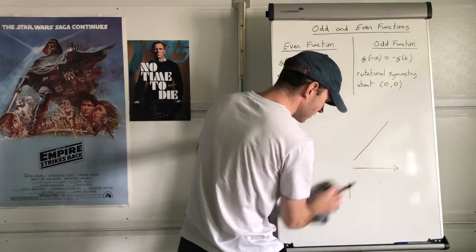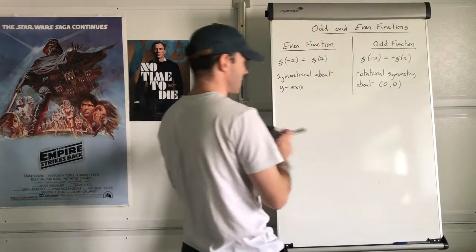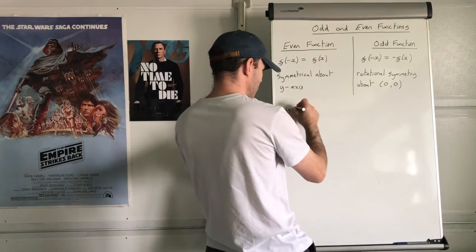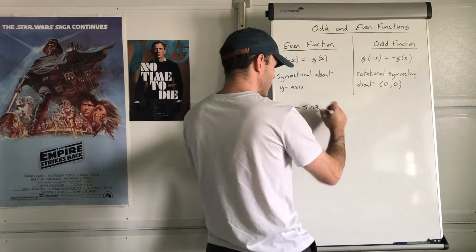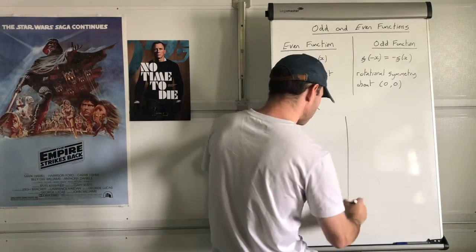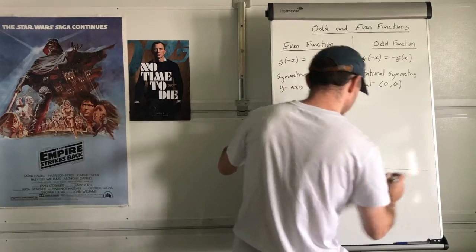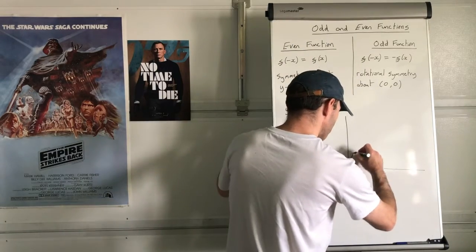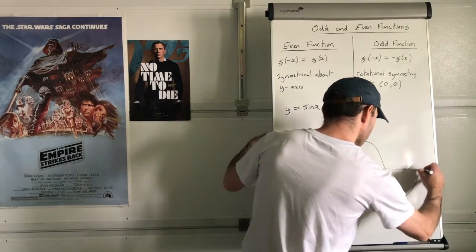Other examples of odd functions. This one here, y equals sine x, is an odd function. Let's just do a quick sketch of sine x. So normally I draw it like this, from 0 to 2 pi.